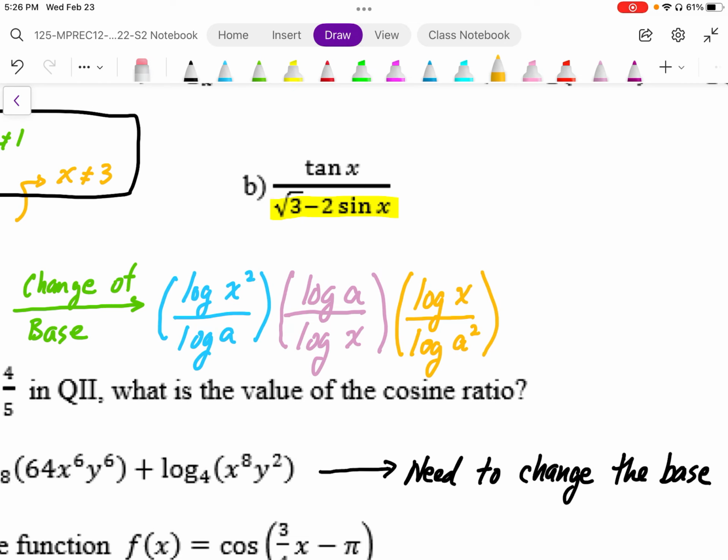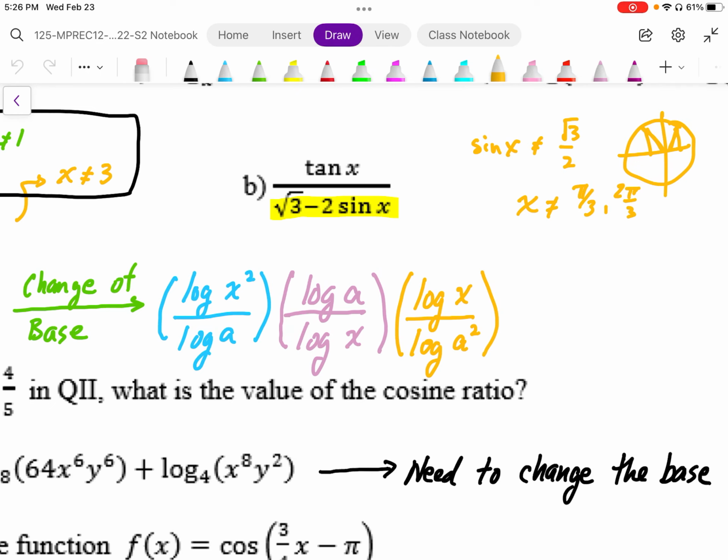So we're going to have that sine x cannot be equal to root 3 over 2, or positive root 3 over 2. So that means sine can't be, that's going to be a 30-60 triangle, long side up. So x cannot be equal to pi over 3, 2 pi over 3, and their repetitions.